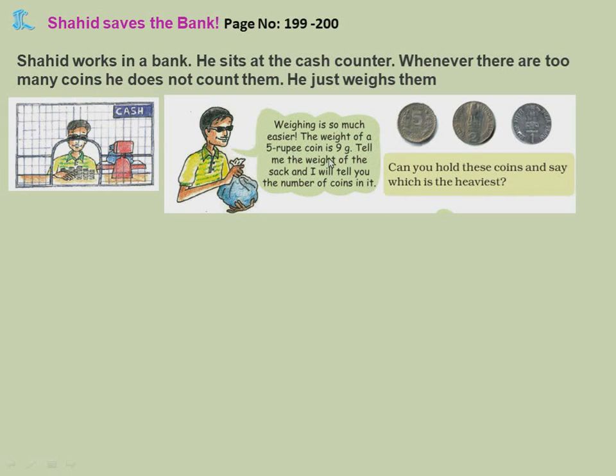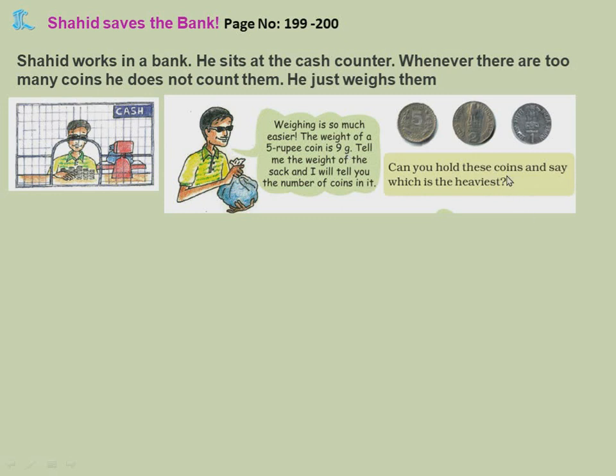The weight of a 5 rupee coin is 9 gram. So what they are telling is, 1 five rupee coin weighs 9 grams. Tell me the weight of this sack and I will tell you the number of coins. So you tell me the weight of the sack, and I'll tell how many coins there are. For example, if 18 grams, how many coins will be there? 2. Yes or no? 1 coin, 9 grams. 18 grams means 18 by 9, that equals 2.